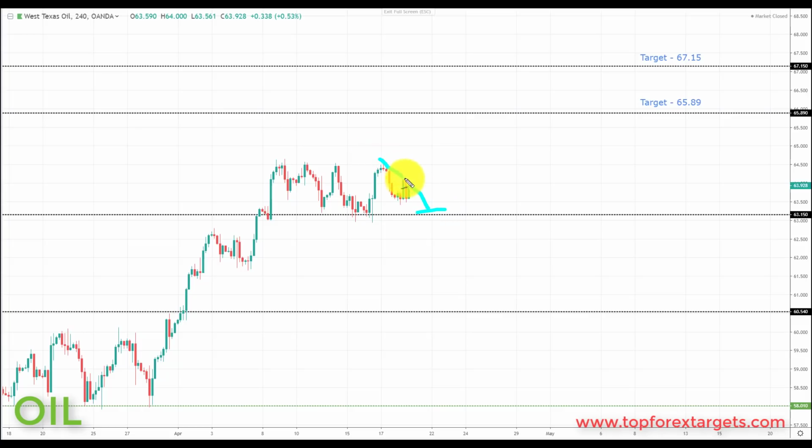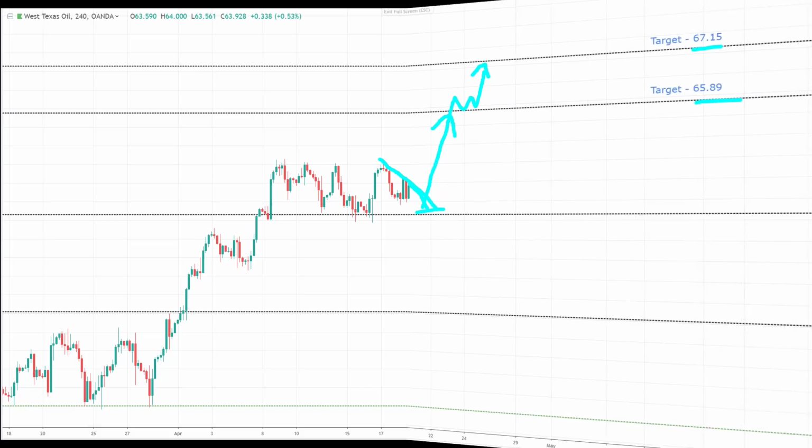This is an area we are now going into next week going to start to look for bullish formations and patterns. And if we get the right kind of bullish setups in this area, we're going to be looking at initiating longs up towards the next key area of resistance to the upside and the target set at the 65.89. And if we can get a breakthrough here, we're going to be looking up towards the next key area of resistance to the upside and target 2 at the 67.15.